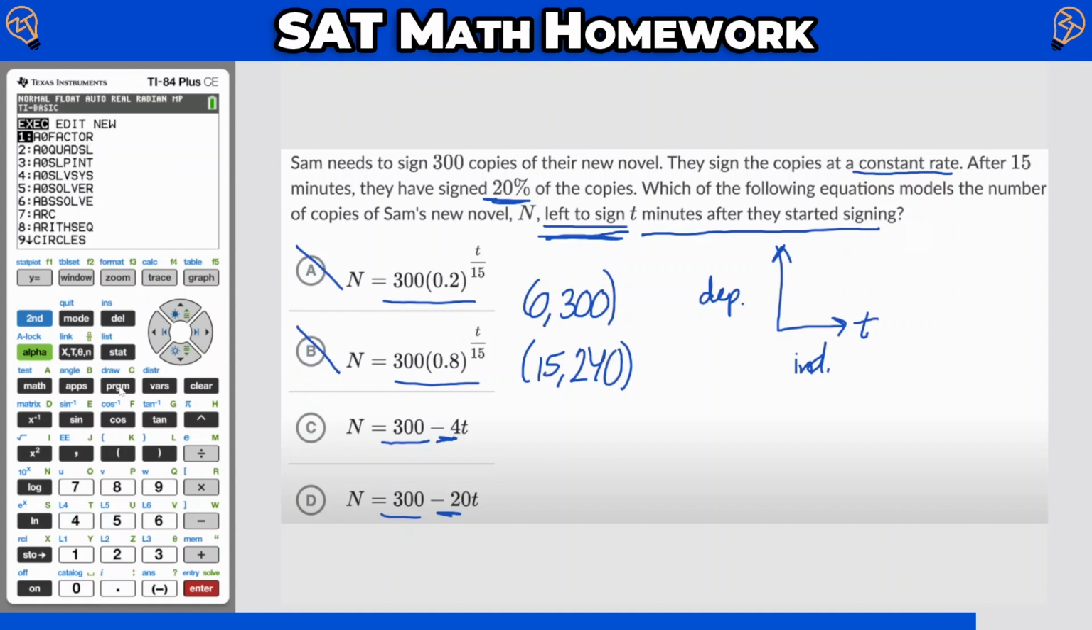So we can go into our program, slope int, type in the ordered pairs that we have, and we see that we have a y-intercept of 300 and a slope of -4, making the correct answer C.